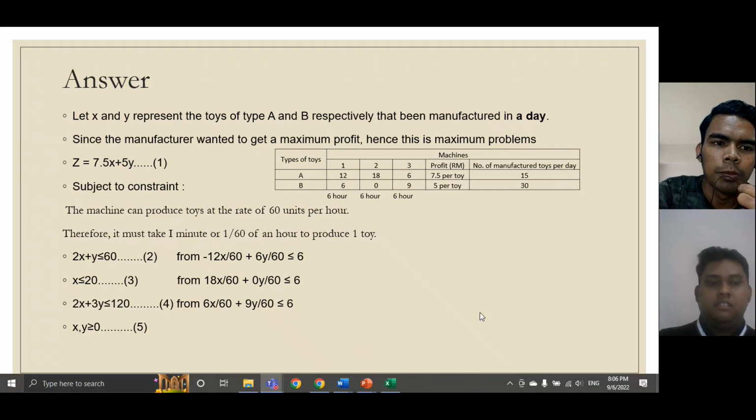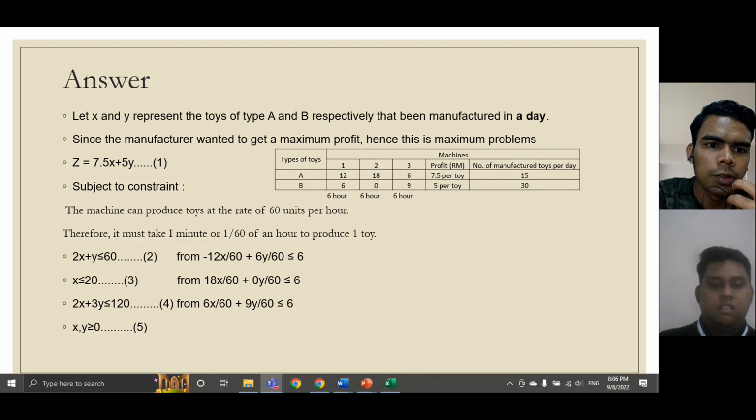All right, I will explain the answer to question 3. First of all, we decided that x and y represent the toys of type A and type B respectively that are manufactured in one day. Since the manufacturer wanted to get the maximum profit, this is a maximum problem. So Z is equal to 7.5x plus 5y. That is the objective equation.